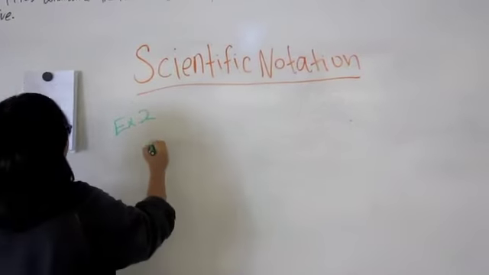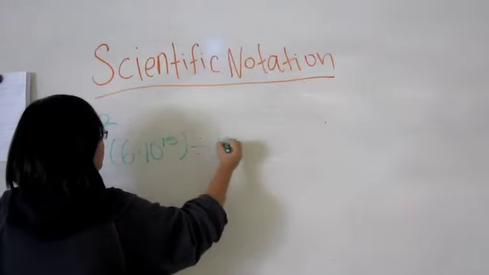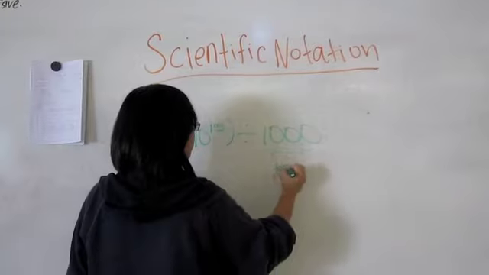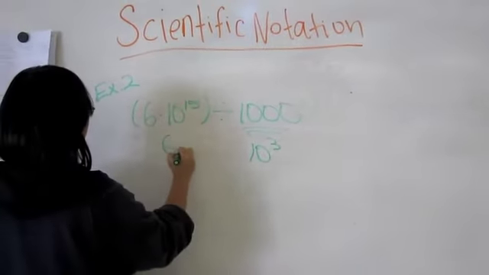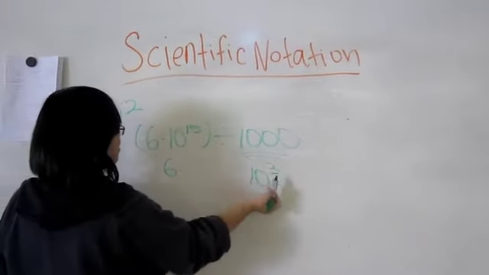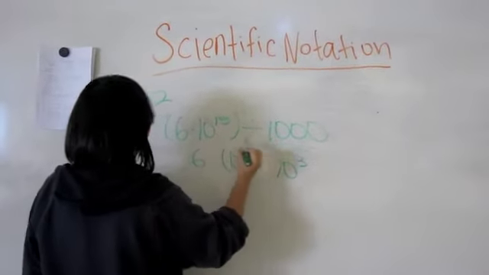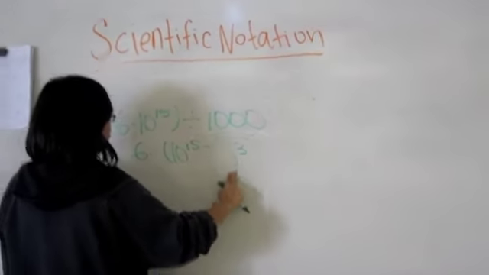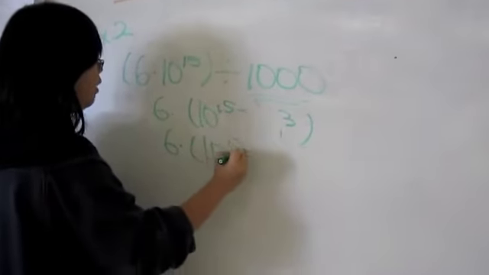Example 2. So this is our second example. 6 times 10 to the 15th power divided by 1,000. So 1,000, you could always remember, you could change it to 10 to the 3rd power. And you would put 6. So it's going to be 6 times, because 10 to the 15th power and 10 to the 3rd power are similar, so we'll have to put it together. 10 to the 15th power minus 3, right? So 6 times 10 to the 12th power.